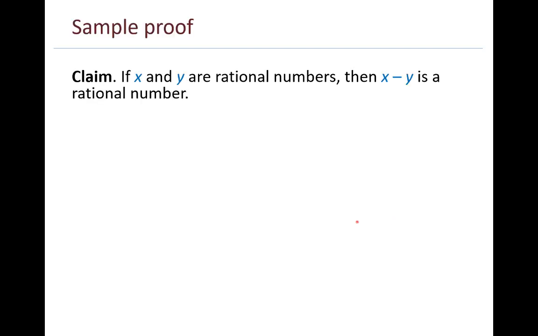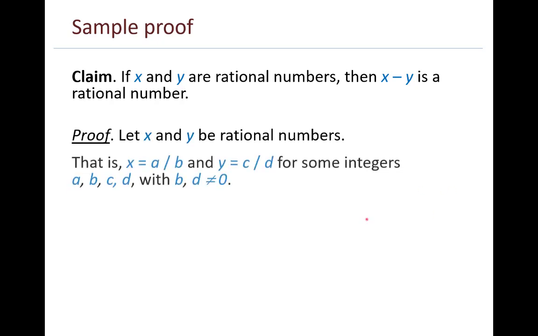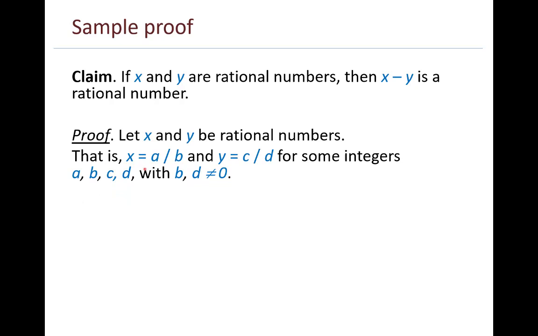Here's a claim. If x and y are rational numbers, then x minus y is a rational number. How would the proof of this go? Let x and y be rational numbers. That is, x equals a over b and y equals c over d for some integers a, b, c, d, with b and d not 0. There is the direct application of the definition of rational numbers.